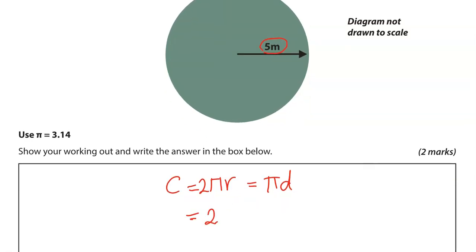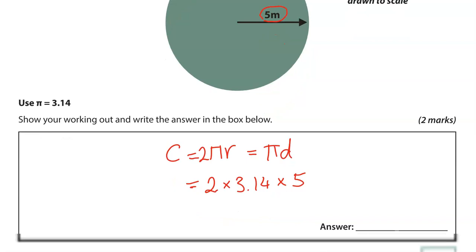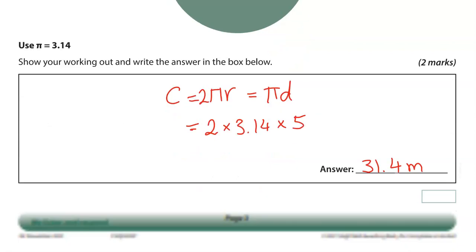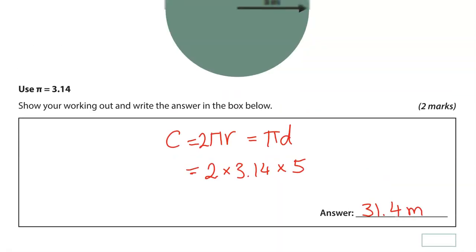So 2 lots of pi is 3.14 as we're told, and the radius is 5. So importing this into the calculator gives us 31.4 meters, because we input meters for the radius.